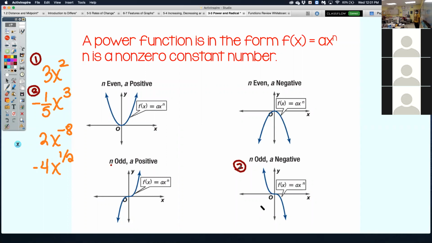Okay? So you got to look at the coefficient and you got to look at the power. Power is another word for exponent, another word for degree. Okay? Another word for degree.